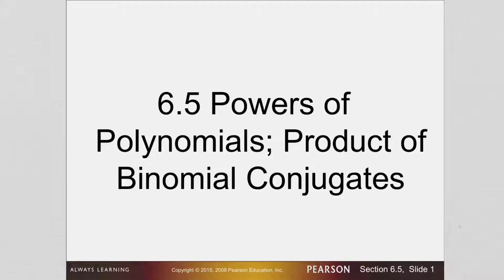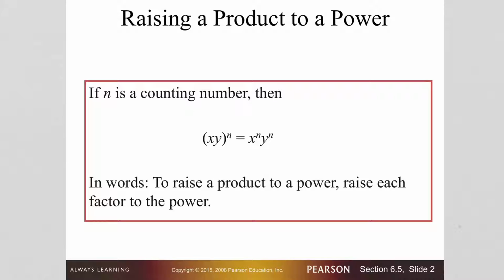Alright, we're going to talk about powers of polynomials and the product, which means multiply, of binomial conjugates. Yikes, those are some scary sounding words. Remember, just break it down. Product means multiply, binomial means two terms, conjugate I'm going to tell you about here in just a little bit. Alright, so here's rule number 2.